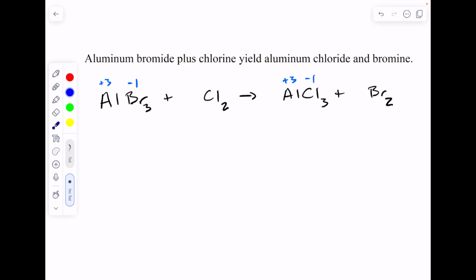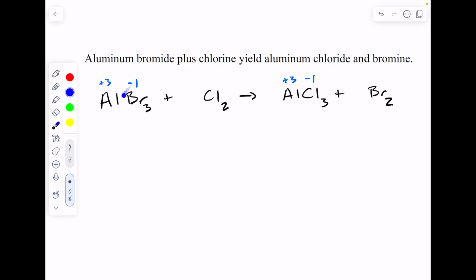I want to point out that chlorine and bromine are only diatomic when they're by themselves. When they're part of a compound, like aluminum bromide or aluminum chloride, the charges need to be balanced. If you have a molecular compound, the prefix will determine how many of an element there is. Once we have the correct formulas, we can balance the equation using coefficients.